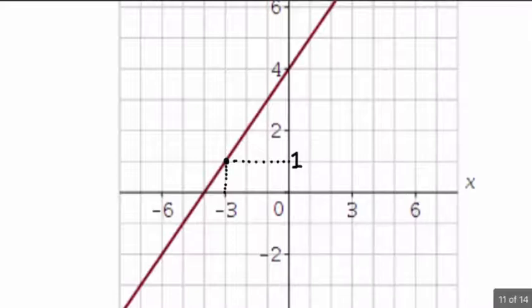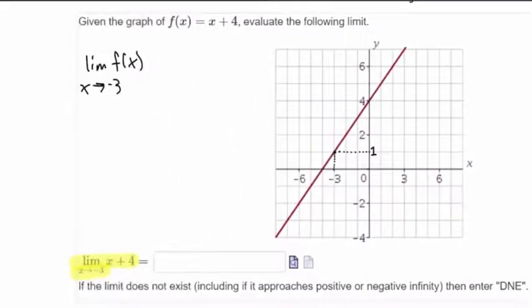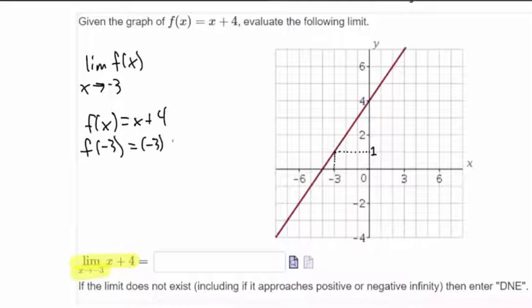Now, we notice that there's no holes shown in the line. This isn't a rational function. There's no gaps. There's no x values that aren't allowed. I can have any value of x that I want. And so all I'm really doing is just evaluating here. So all I have to do with f of x equals x plus 4 is evaluate my function for x equal to negative 3. And I get negative 3 plus 4 is 1. And so the limit is equal to 1.